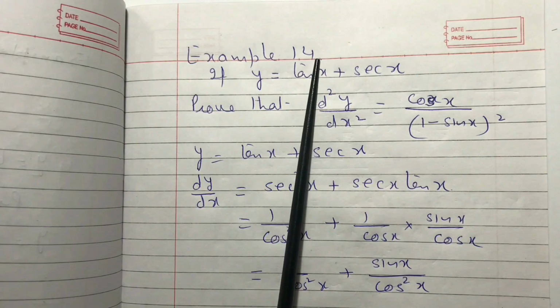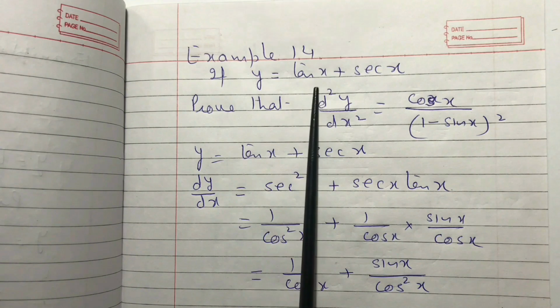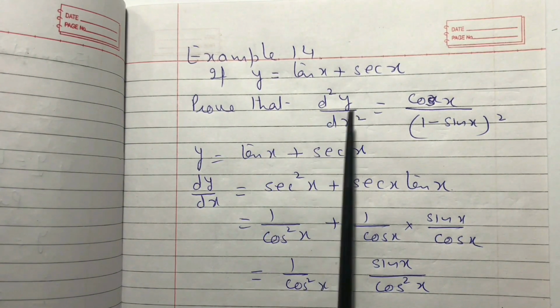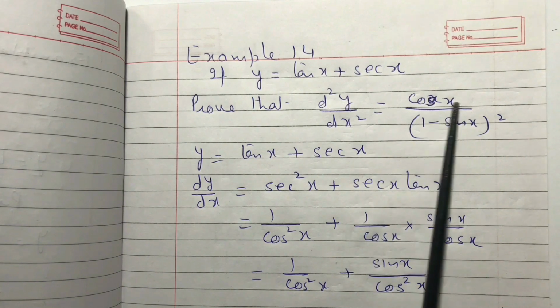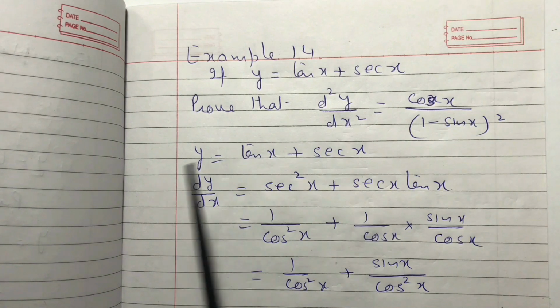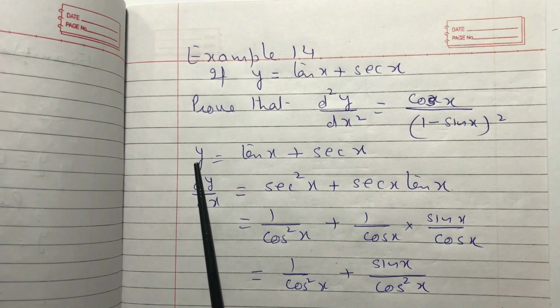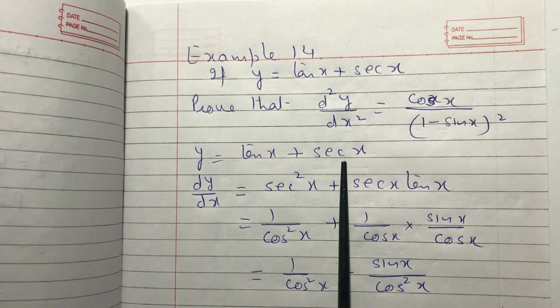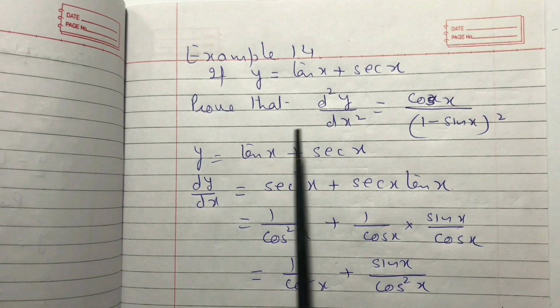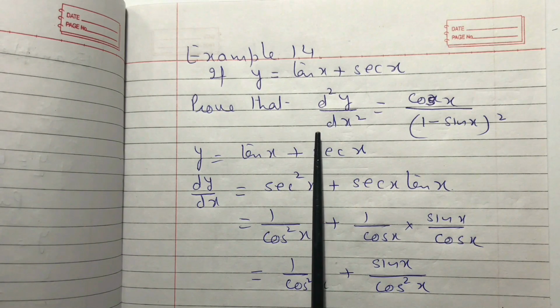Now question 14 is, if y is equal to tan x plus sec x, prove that d square y upon dx square is equal to cos x upon 1 minus sin x whole square. Now its solution: y is equal to tan x plus sec x. We are to find a double derivative. So first we will find dy by dx, then we will find d square y upon dx square, the second derivative.